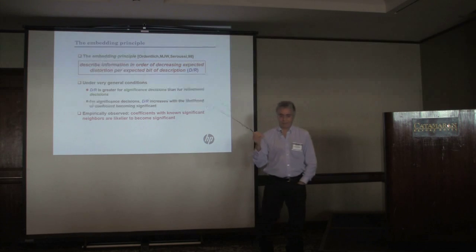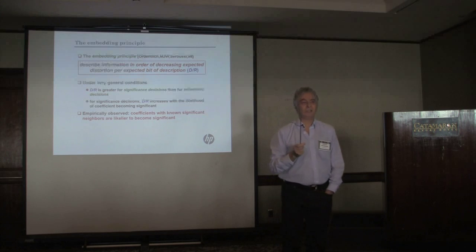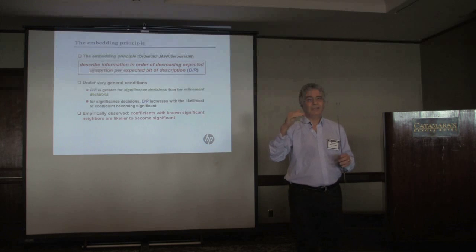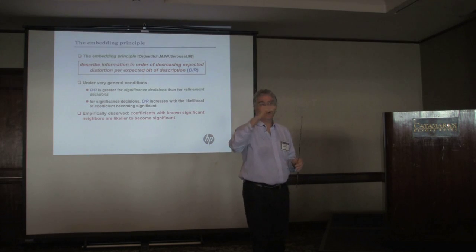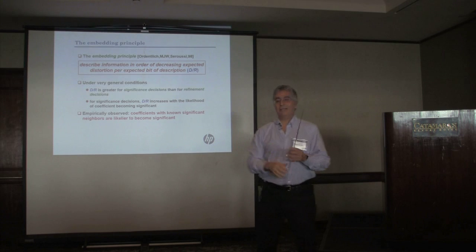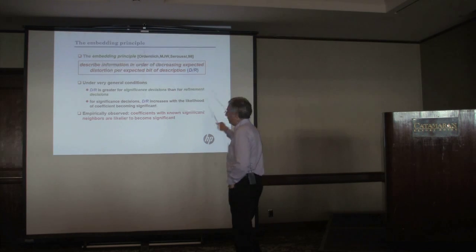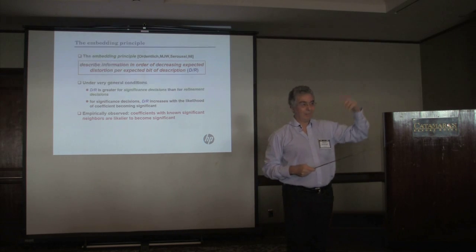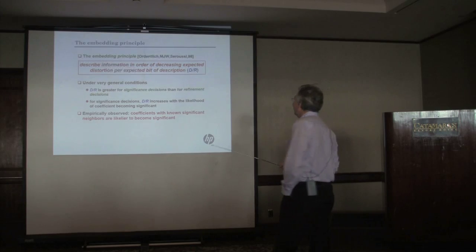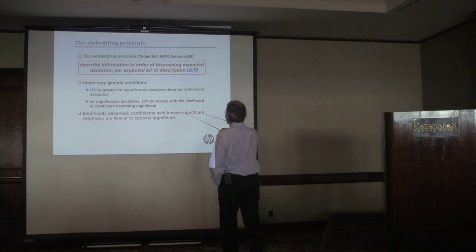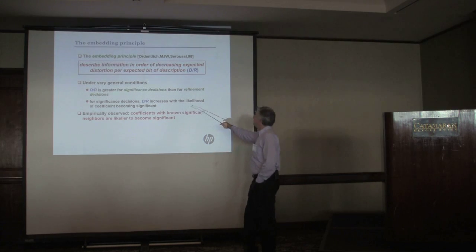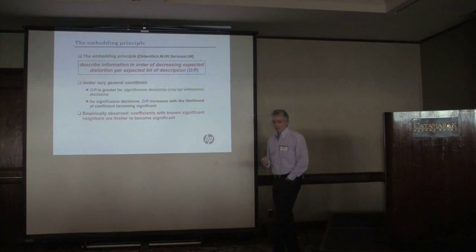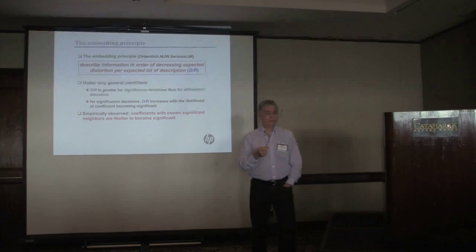So what do these things mean? A significance decision is when, for a wavelet coefficient, you still don't know if it's non-zero. So far what you have seen are zeros. Whereas a refinement decision is for a coefficient that you know is non-zero, and you're sending more bits. And for significance decisions, we were able to show that D over R increases with the likelihood of the coefficient becoming significant. So again, it's important to model those.